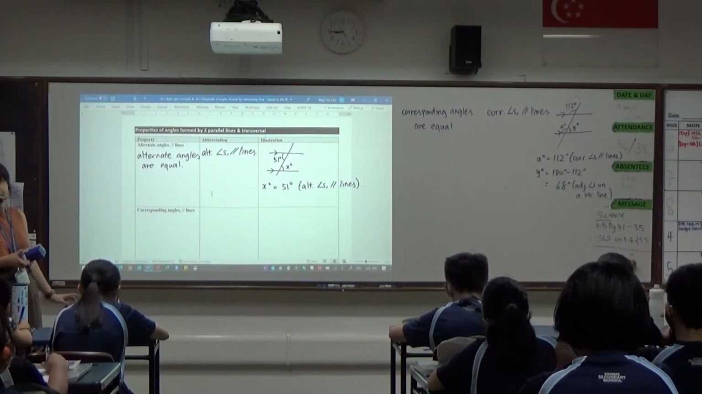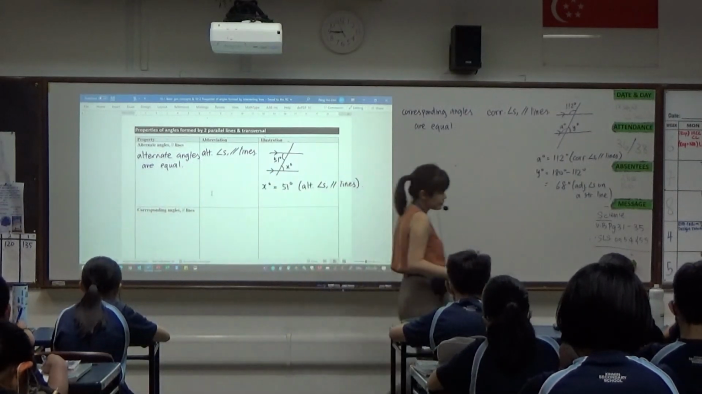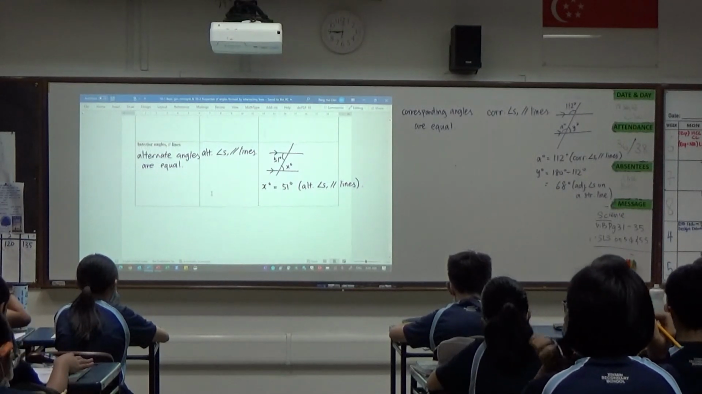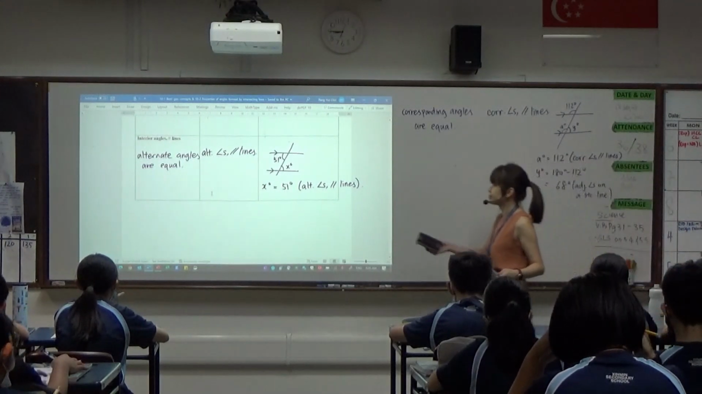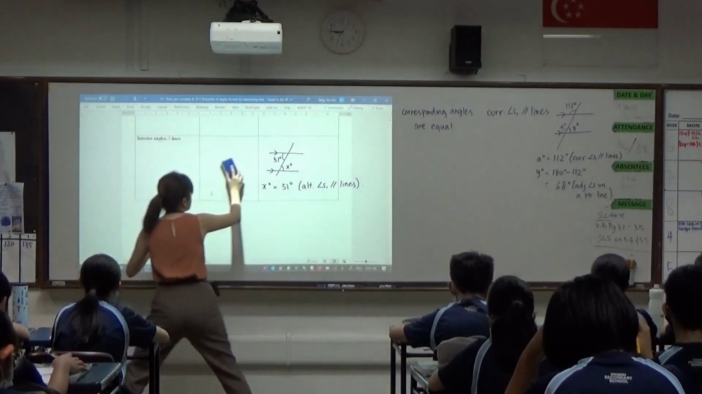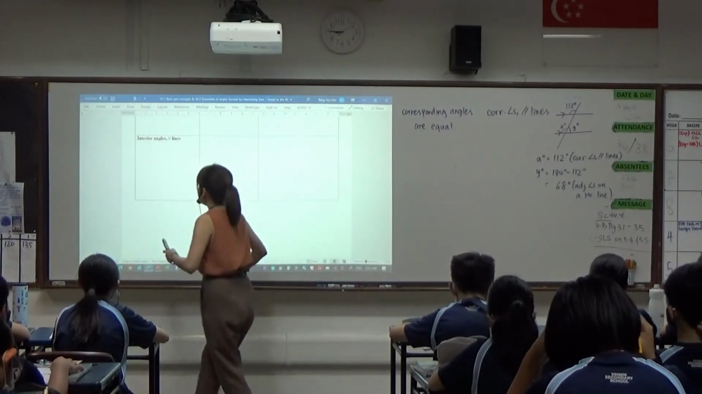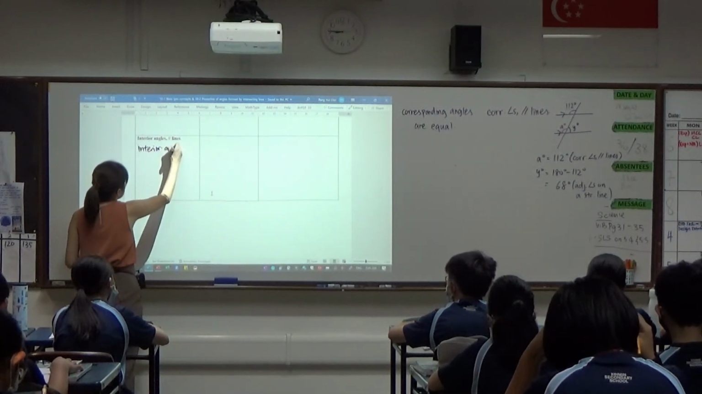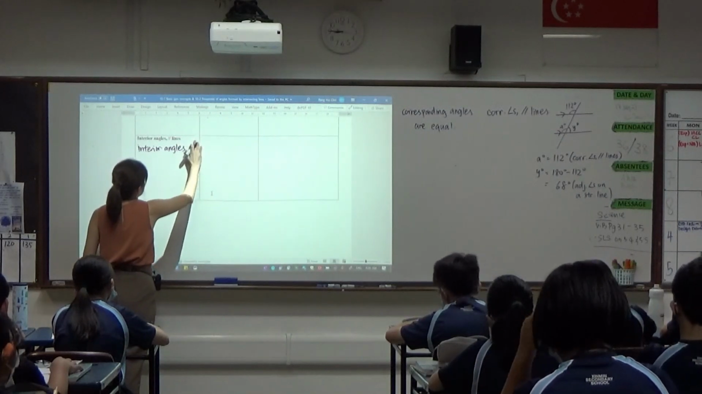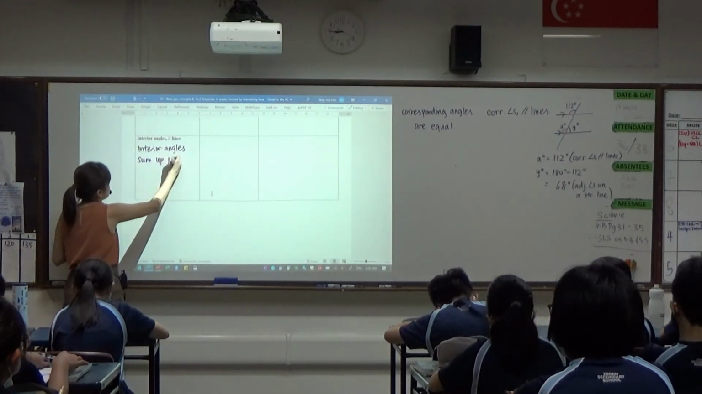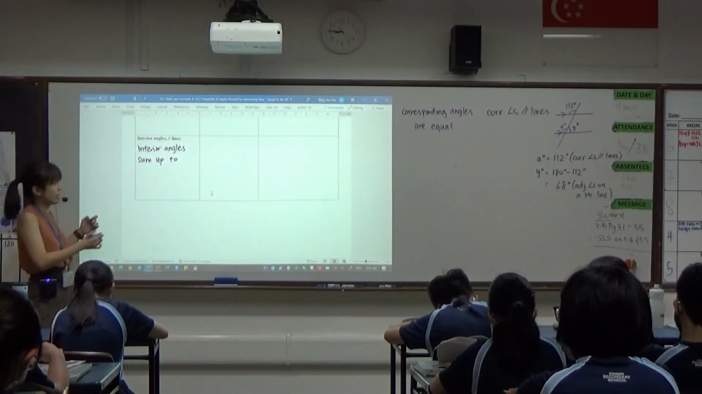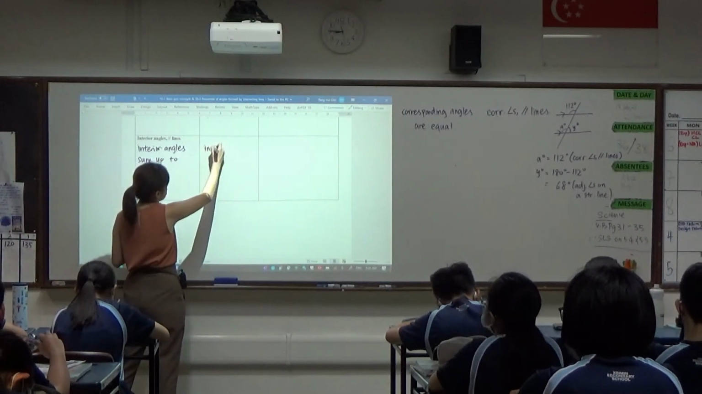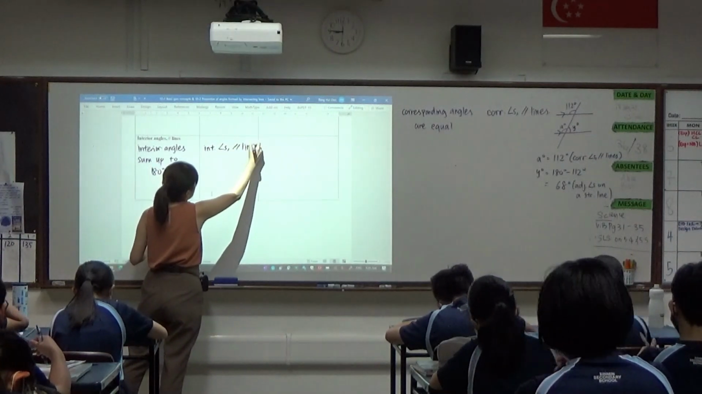Questions? And then there's the last one, which is on your interior angles. For interior angles, they are not equal. Instead, they sum up to 180 degrees. The short form that we will use is interior angles, comma, parallel lines.